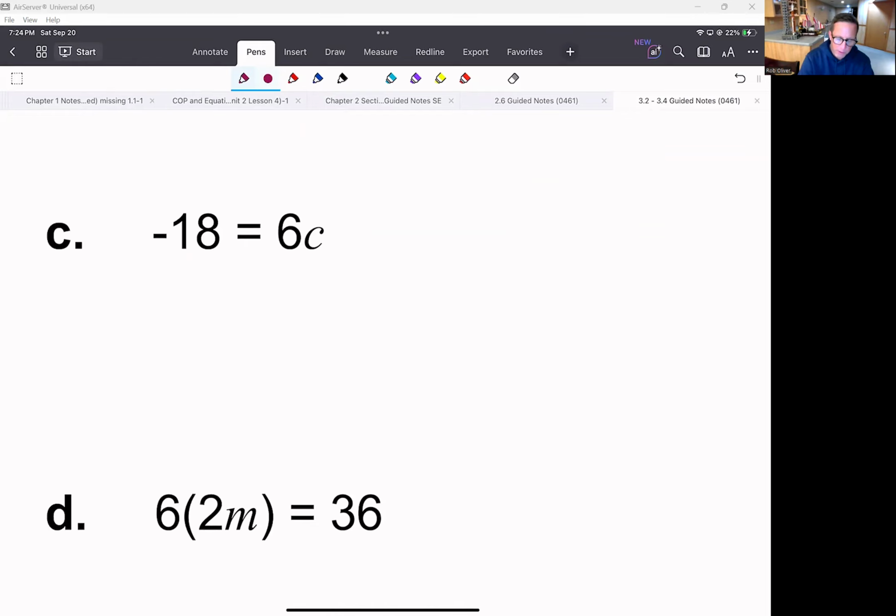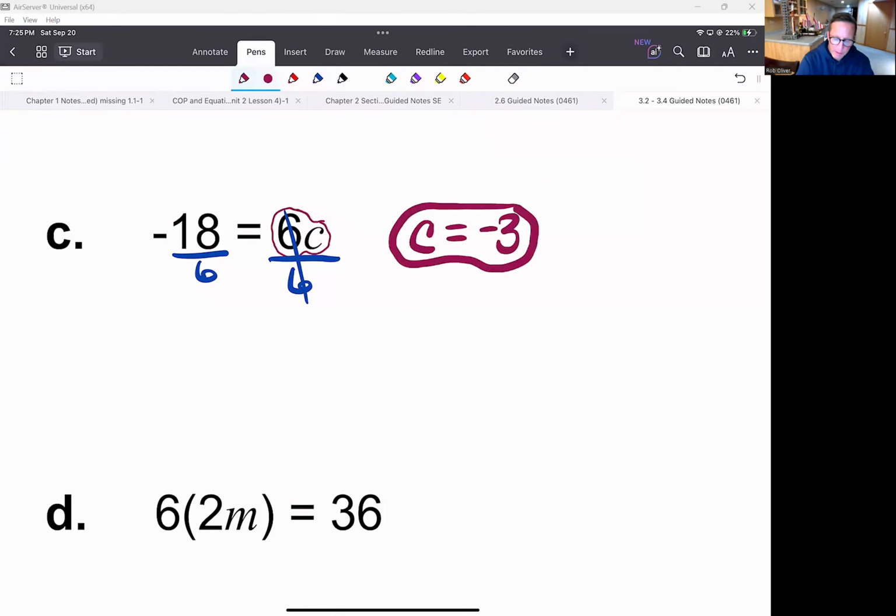Right here. Oh, I should also remind you that when you're looking for the multiplicative inverse, look at the variable side. Look where the letter is, and that's what you're going to be able to figure out. Well, we're gonna divide by 6. We're not dividing by 18. We're dividing by 6. And those cancel. You got -18 divided by 6, which is -3. So you got C equals -3. All right.